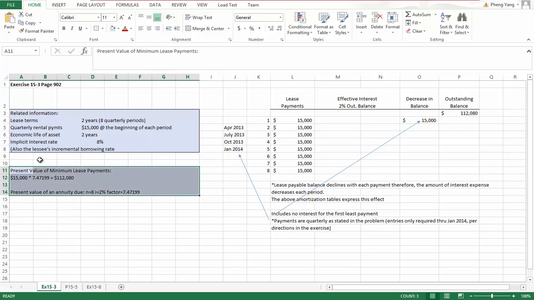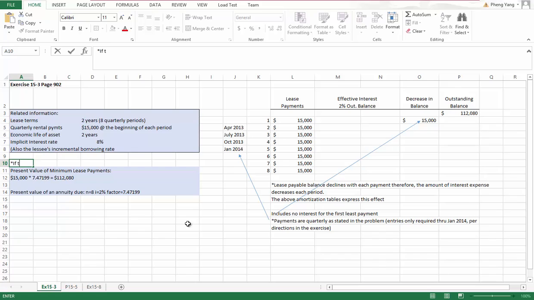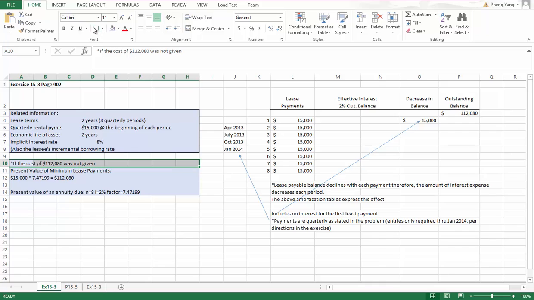Let me put another note in. Let's say the cost was not given, so that you know what this box here is for. This is only if the cost was not given.